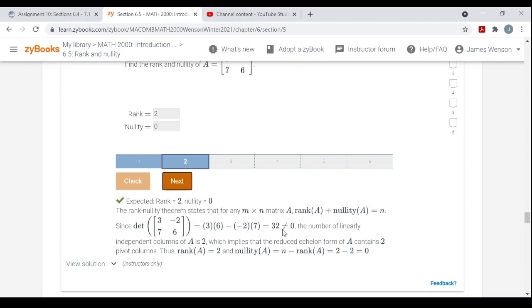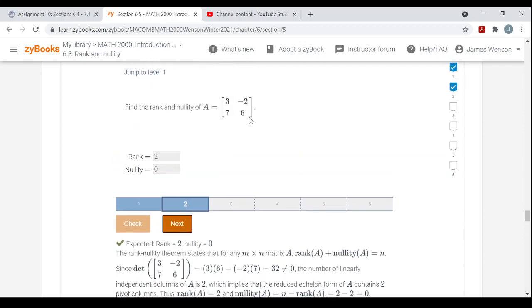Now they also did it with the determinant, right? If the determinant is non-zero, that means all the column vectors are independent.